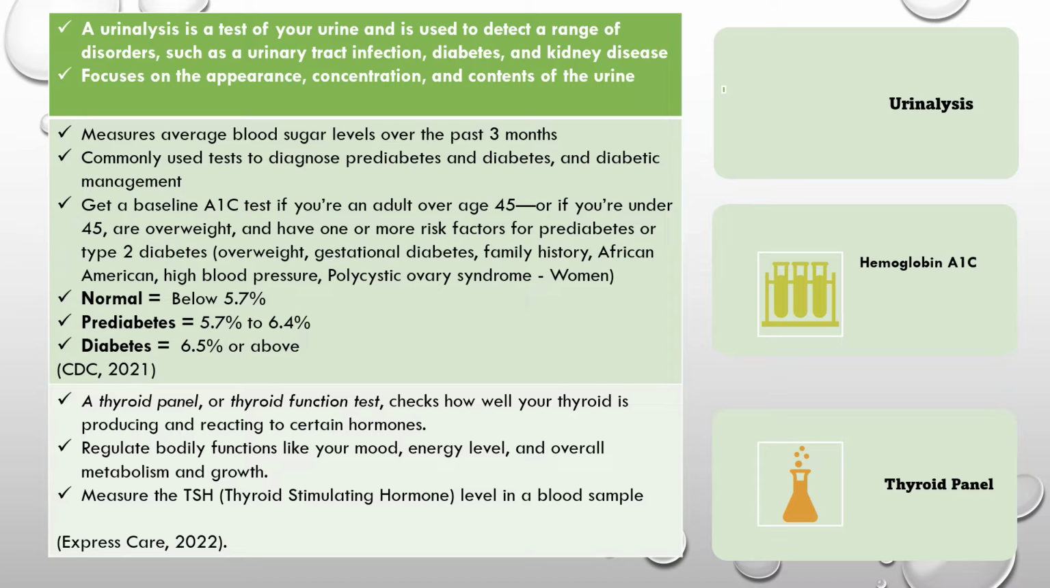Now, our third one is a thyroid panel or thyroid function test. This checks how well your thyroid is producing and reacting to certain hormones. The thyroid regulates bodily functions like your mood, energy level, and overall metabolism and growth. So the thyroid panel measures the TSH, which is the thyroid stimulating hormone levels in a blood sample.